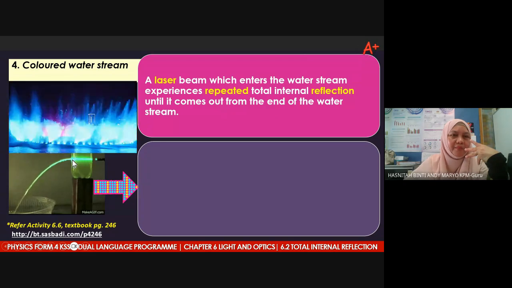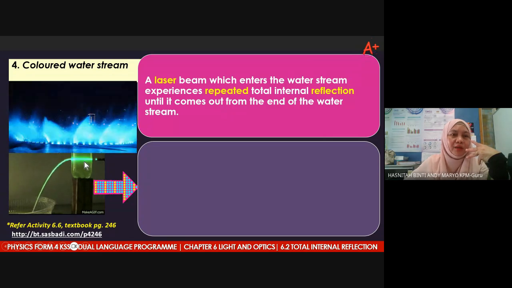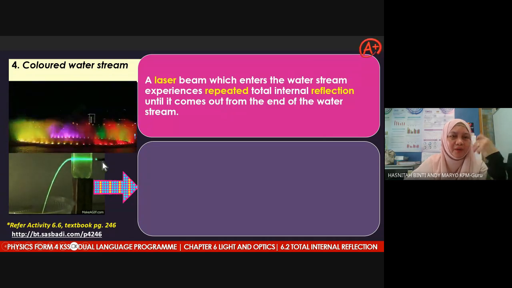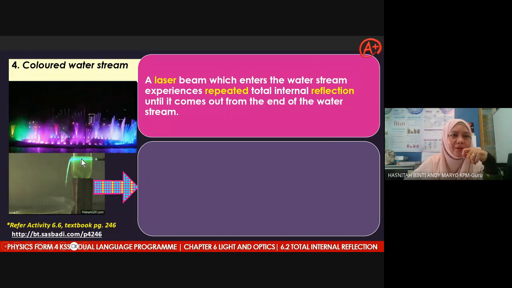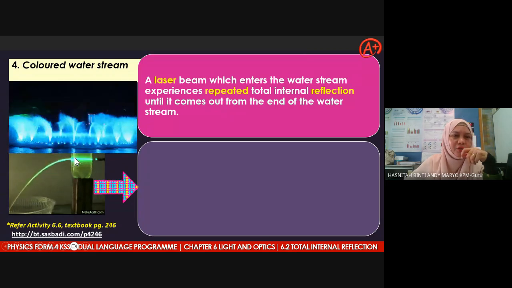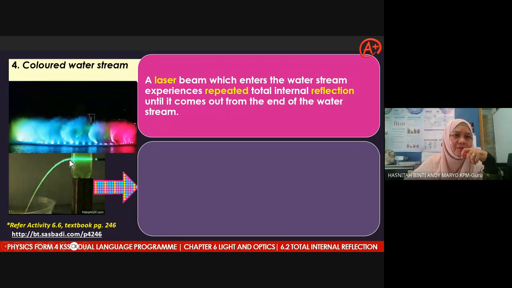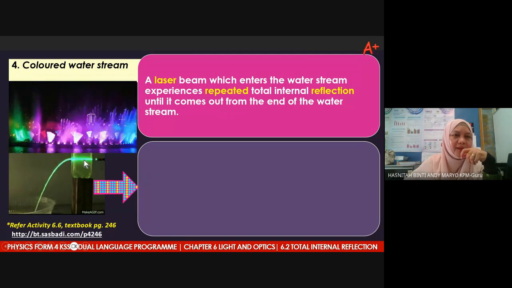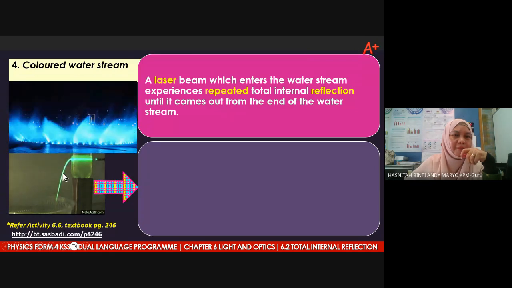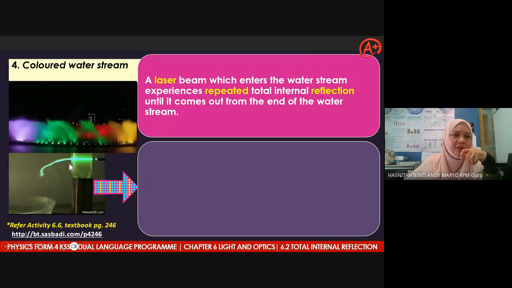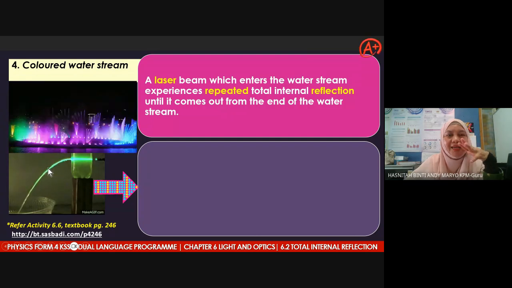You fill up a bottle with plain water, and then you introduce a laser pointer along the hole. You will see the light travel together with the water that comes out from this hole, because along the water, the light experiences multiple or continuous total internal reflection. So the water that comes out appears to be colored water.